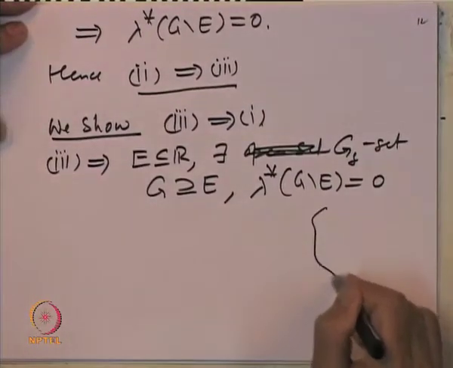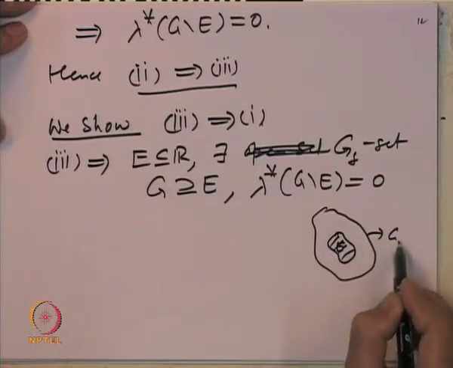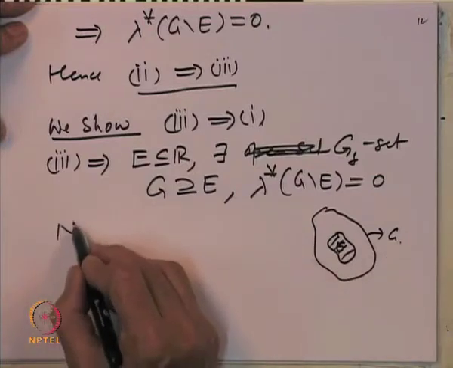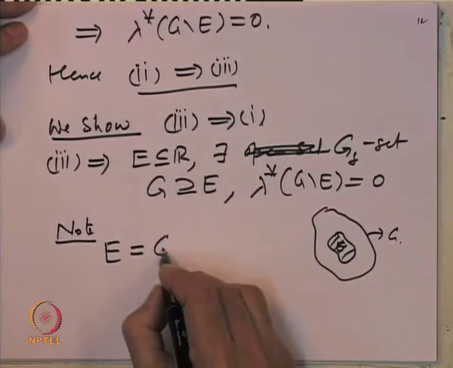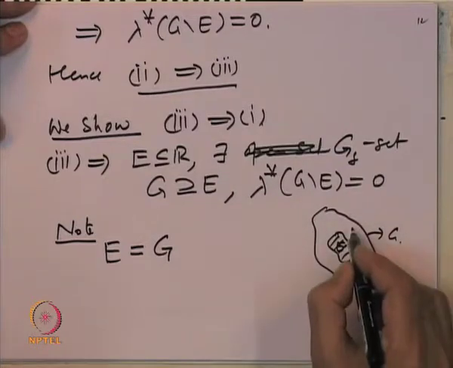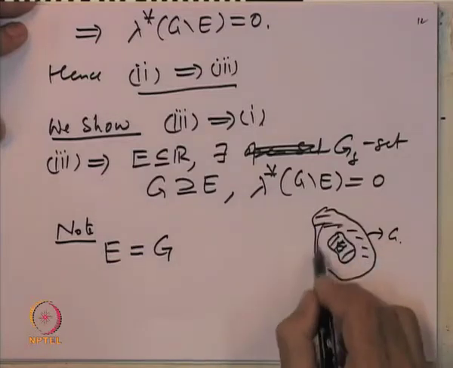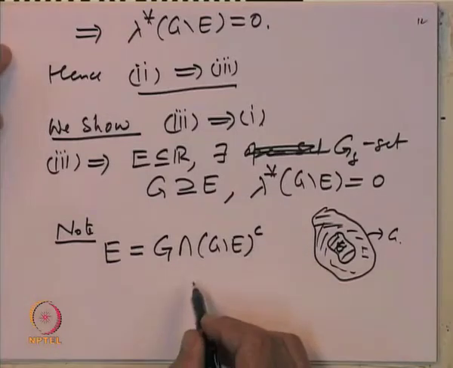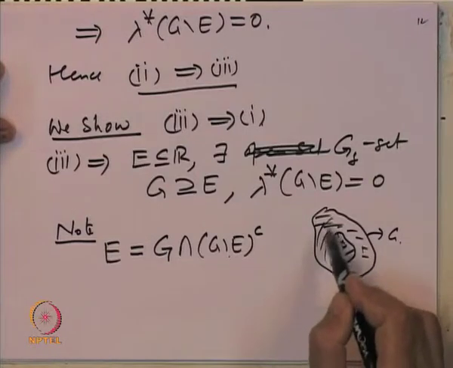So, here is the set E inside, and this is the set G which covers it, so that the remaining part has got measure 0. But note, what is E? E is the same as you take the set G, this is the full set, and intersect it with the complement of the outer portion. So, this is the complement. Look at the complement of this. So, the intersection of G with the complement of G minus E. This is a simple observation, because what is the complement of G minus E?